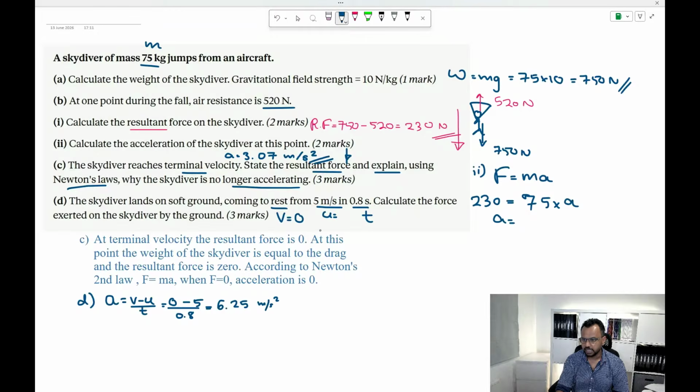Now that is my a. If that's your a, what is the force? Oh, that's really easy. F is equal to ma. The mass is 75 kilograms, we just know that from the beginning, multiplied by 6.25. So times by 75 beautifully gives me the answer, 468.75 newtons. Done and dusted.